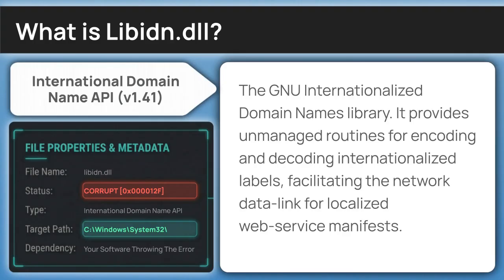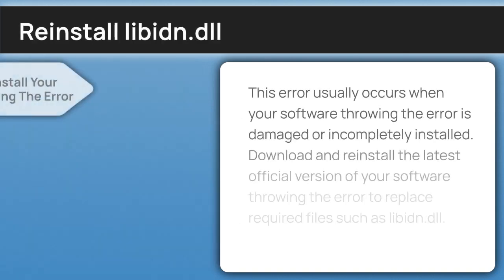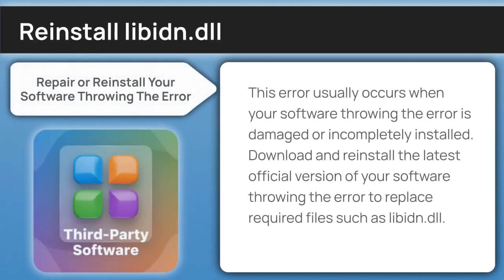Now let's apply the fix by reinstalling the shared system library. This error usually occurs when your software throwing the error is damaged or incompletely installed. Download and reinstall the latest official version of your software throwing the error to replace required files such as Libidn.dll.